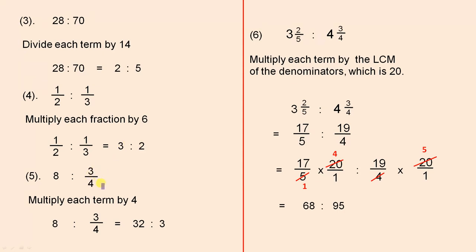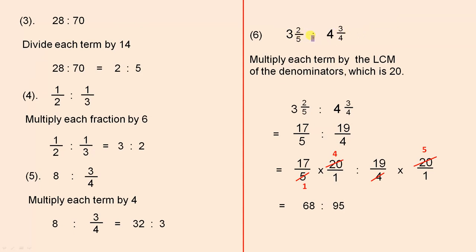Number 5. We only have one denominator here, so we multiply each term by 4. Of course, it's only one denominator. Okay, so we have 8 is to 3/4. 4 times 8 is 32. 4 times 3/4 is 3. So that's the simplification.